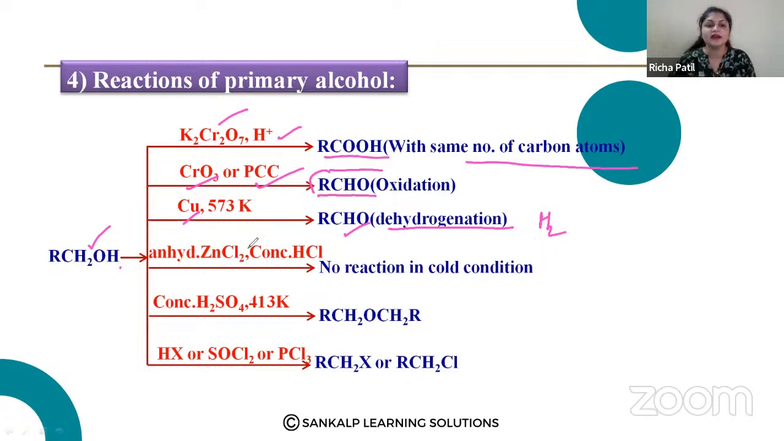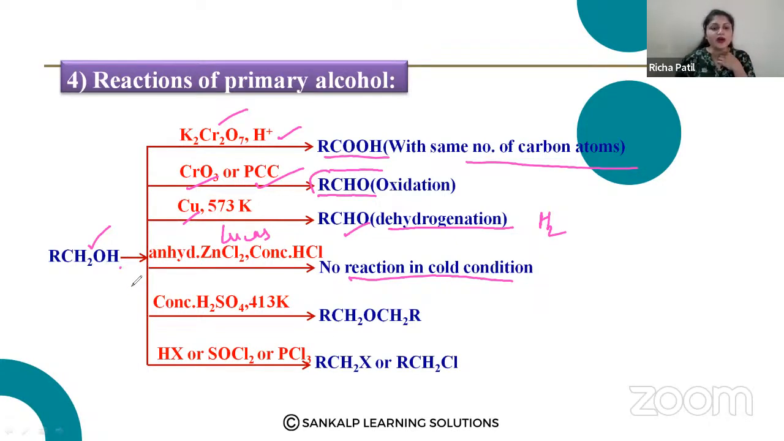What do you mean by this? Which is this reagent? What is the name of this reagent? Anhydrous ZnCl2 and concentrated HCl. It is Lucas reagent, right? It is called Lucas reagent. So when you react your primary alcohol with Lucas reagent, there is no reaction in cold conditions. So it does not show any reaction.